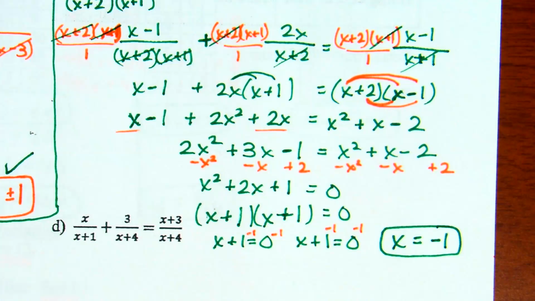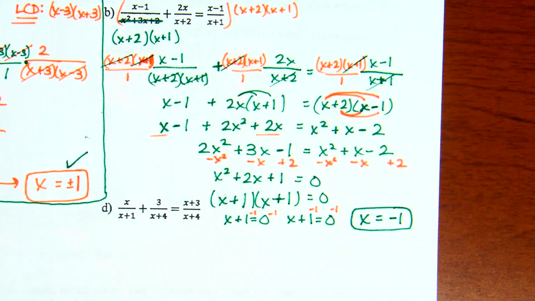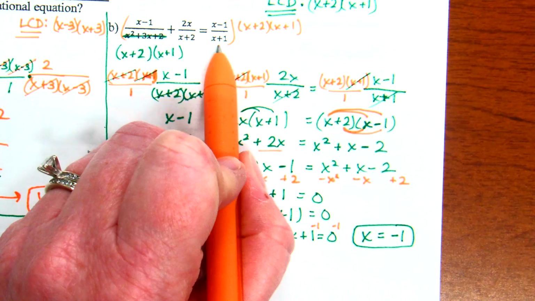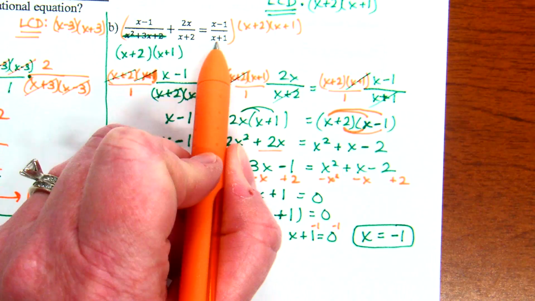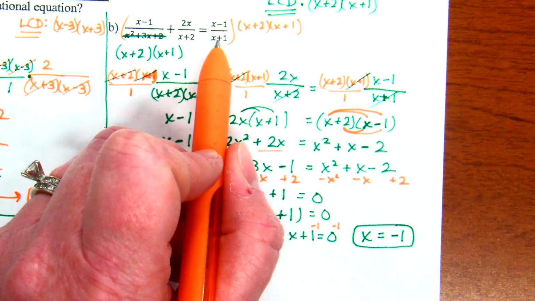Final step: check. We only have one answer to check, so that's helpful. What happens when you start checking the answer of -1? What happens when I put -1 into this fraction here on the right? -1 plus 1 in the denominator is 0. And can that happen? No, you can't have 0 in the denominator of a fraction. It doesn't exist. And so if -1 doesn't work, it didn't check.